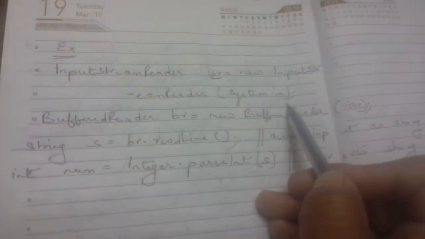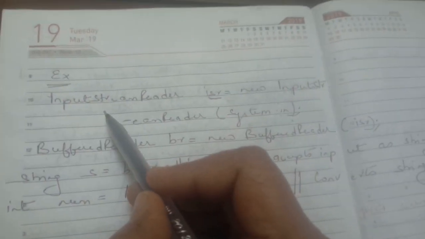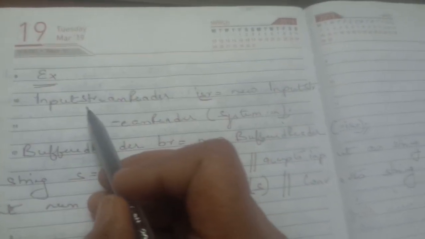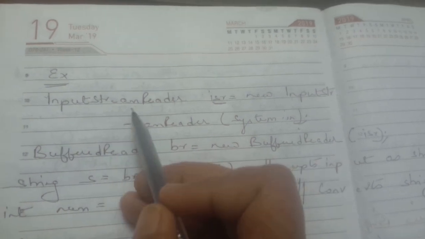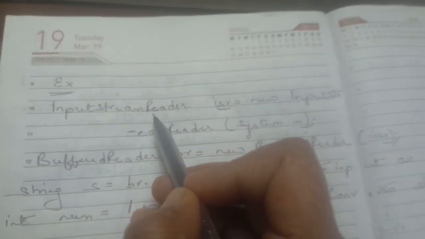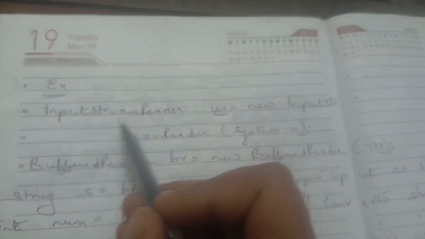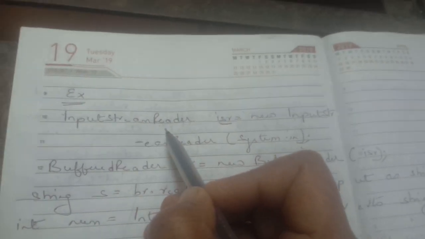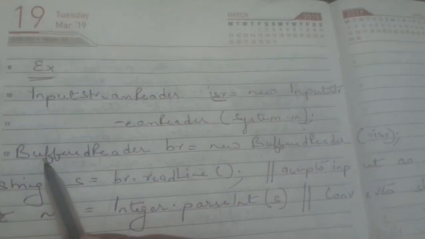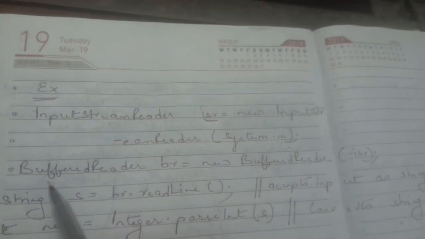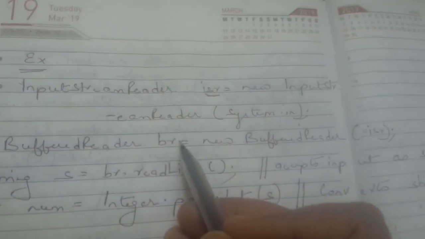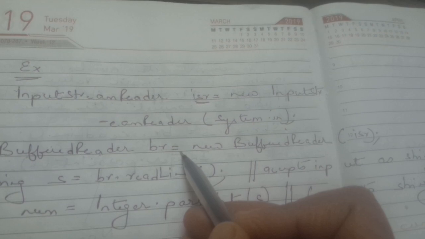Now you already know that Java is case sensitive. So in the manner I have written, I, S, R, all the three characters must be in capital case, and the rest will be in small case. Now next line is BufferedReader. Here B and R will be capital. One object br is equal to new BufferedReader, in brackets ISR.